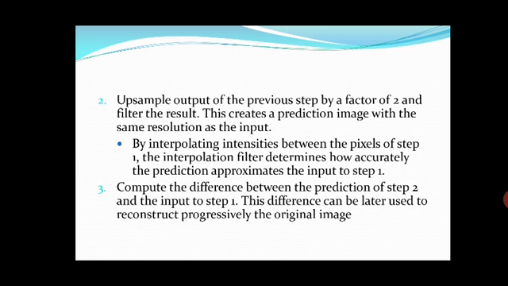When it is reconstructing, it uses approximation methods. Look at this one. If my image is 1 by 1 and I want to go to 2 by 2, the number of pixels increases, and we need to fill it in with interpolation techniques. That is totally based on a prediction from the previous data content. That is done by interpolating intensities between the pixels of step 1. The interpolation filter determines how accurately the prediction approximates the input to step 1. That is during the upsampling.